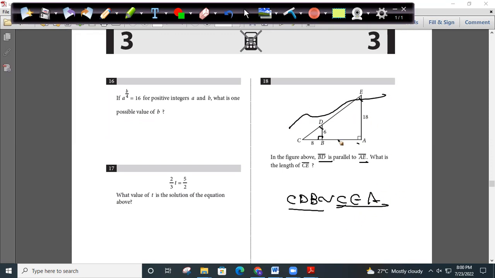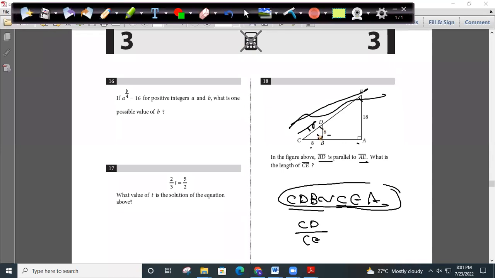So I can say if this is 6, this is 8, this is a right angle triangle, this should be 10. So I can say CD by CE. The question is asking the length of CE. Sometimes they might ask only DE, so we should be careful here. First I identified which two triangles are similar. I'm using the basic rule.